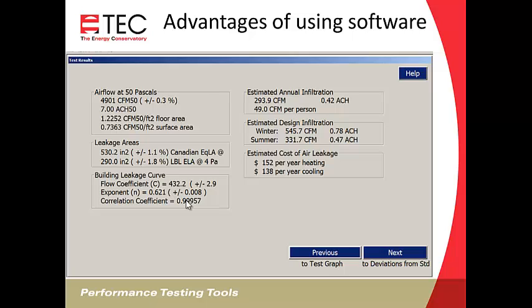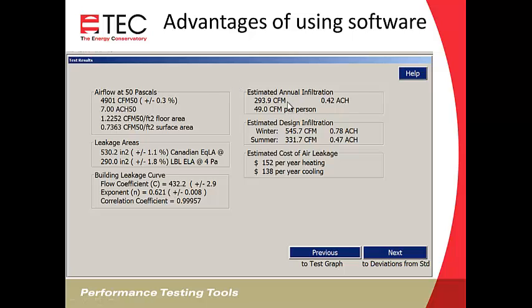Another check to make sure your test makes sense is exponent. And that exponent number should be between 0.5 and 1.0. It's usually pretty close to 0.65 on the average. And if it's not between 0.5 and 1.0, there's something really haywire about your test. You'll want to redo the test because something's going wrong. Maybe there's water in your hose or your flow sensor is bad or something. There's something really wrong with your test if you're not within 0.5 and 1.0. So that's another double check.